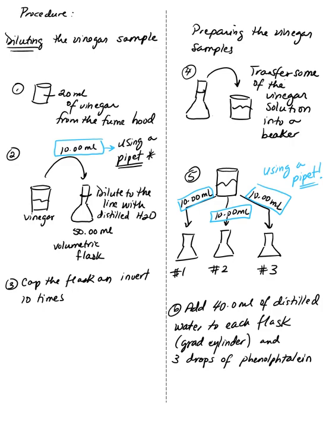And you need to add to each Erlenmeyer flask 3 drops of phenolphthalein. So in each sample you have 10 milliliters of your diluted vinegar solution, 40 milliliters of distilled water, and then 3 drops of phenolphthalein.